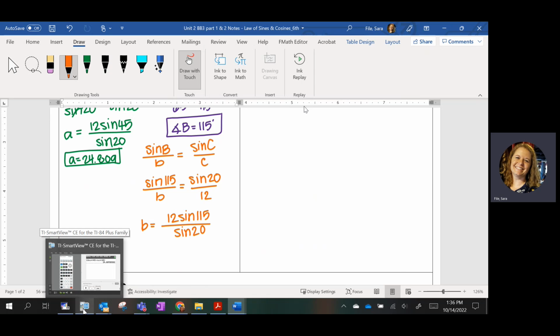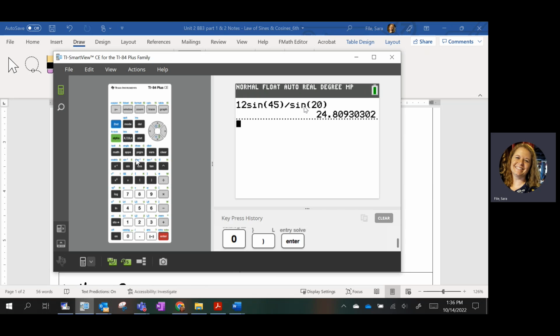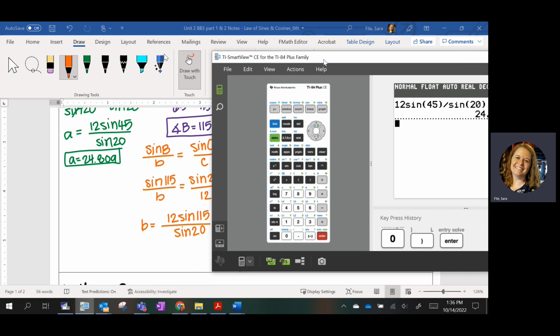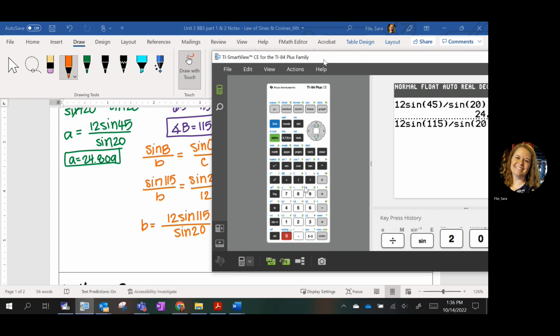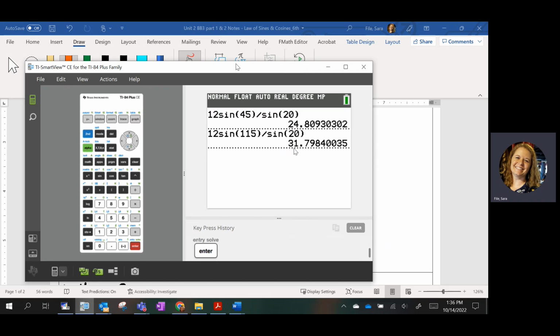But your calculator will do that work for you if you type it in correctly. So it is 12 sine of 115. So you close that parenthesis, divided by sine of 20. So that comes out to approximately 31.798.